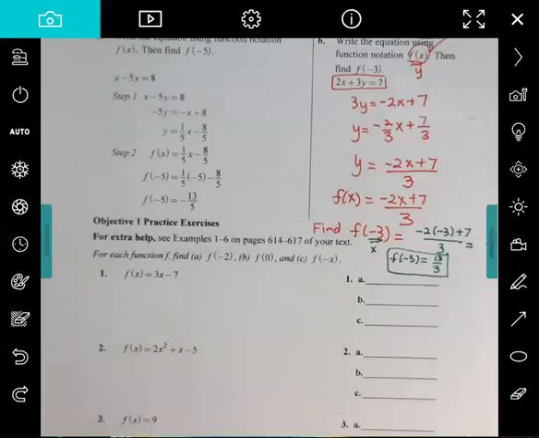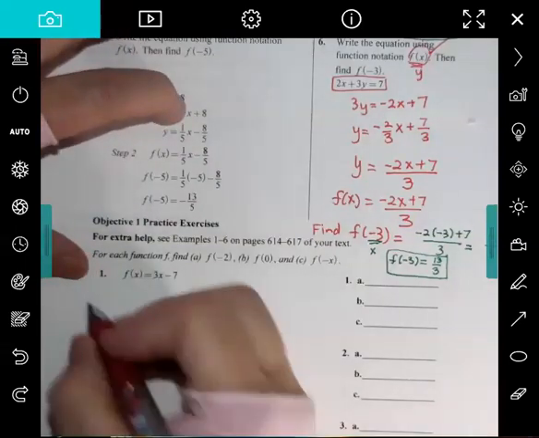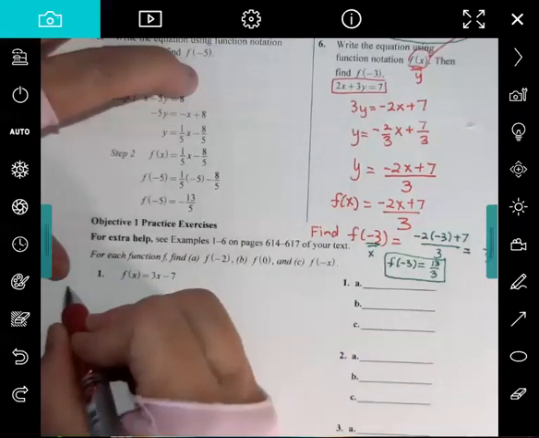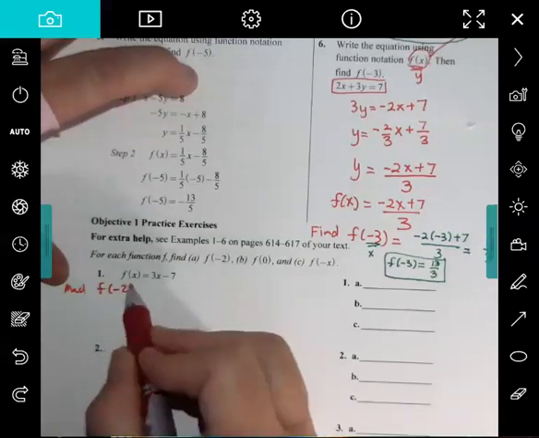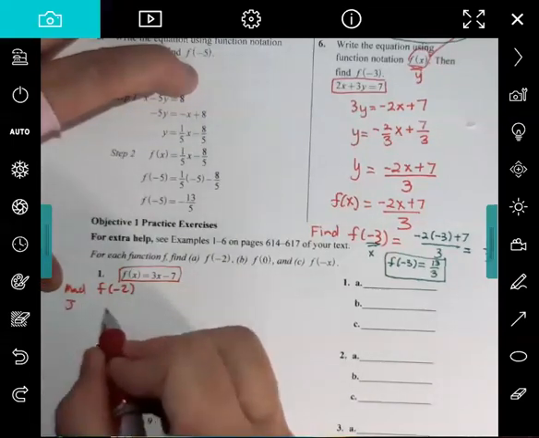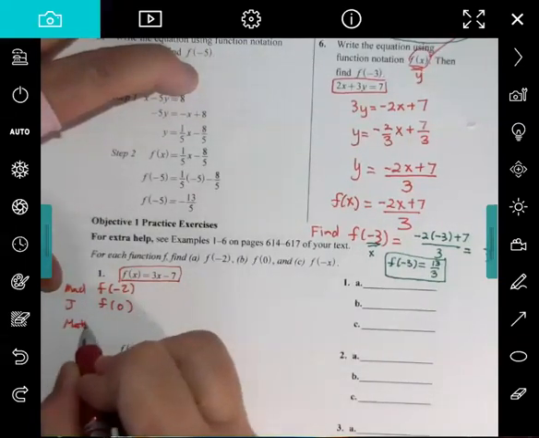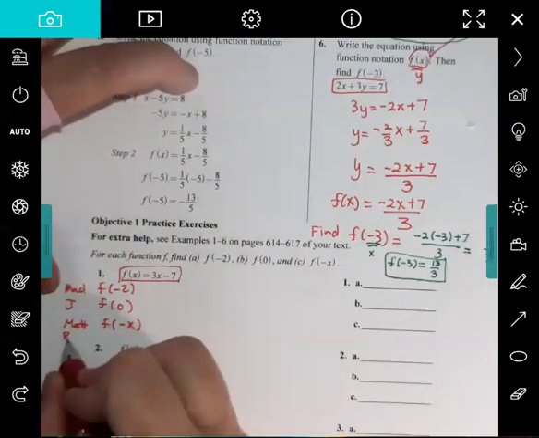So what we're going to do now is divide these up. And since I have 3 visible non-6 students, we're going to divide them that way. Madeline, find f of negative 2. So take this equation and put negative 2 in for x. Joseph, find f of 0. And Matthew, find f of negative x. Also, Raven, do this one.